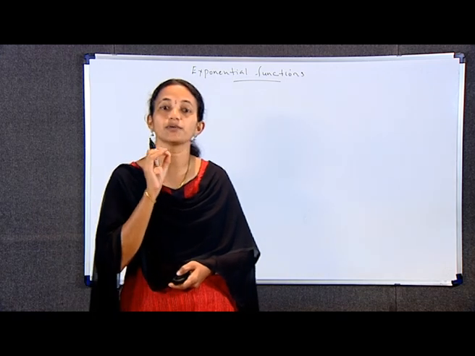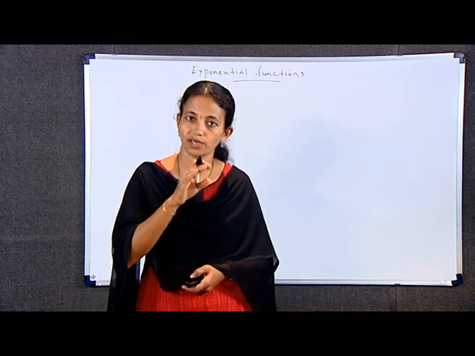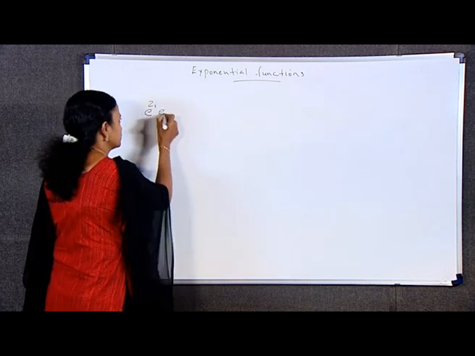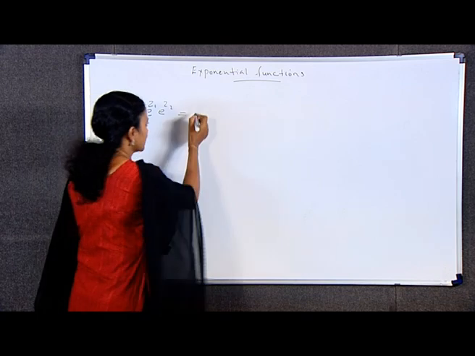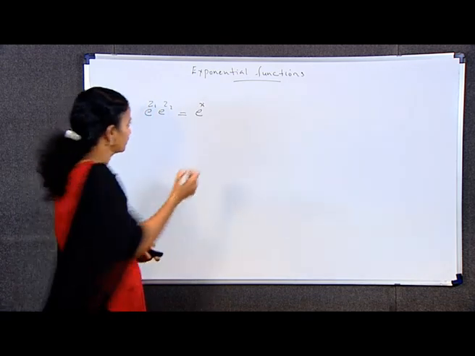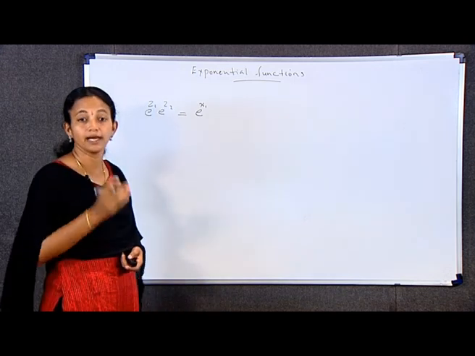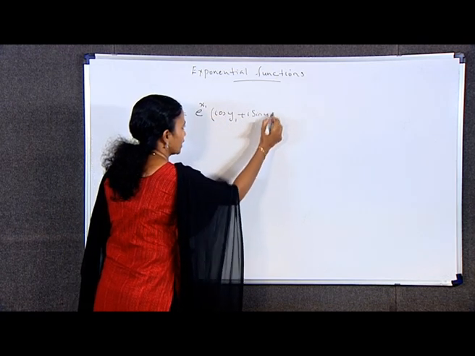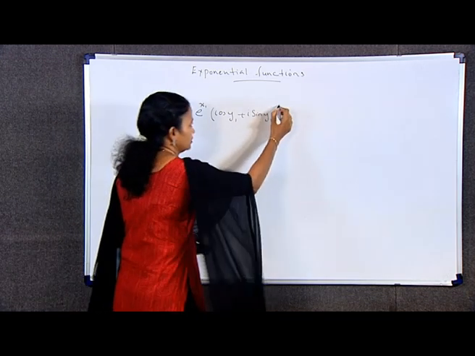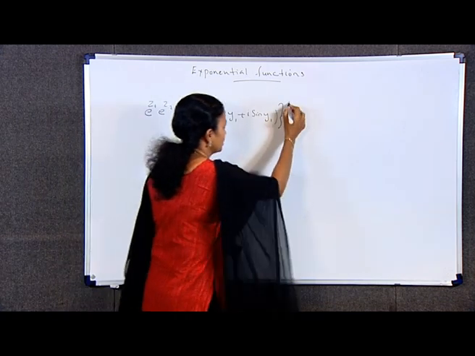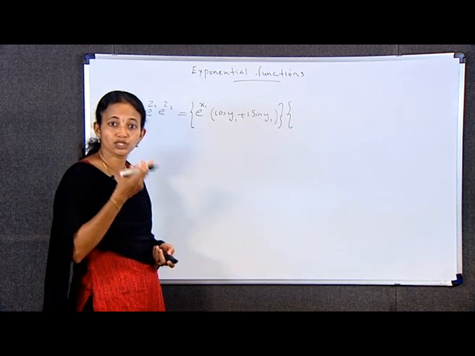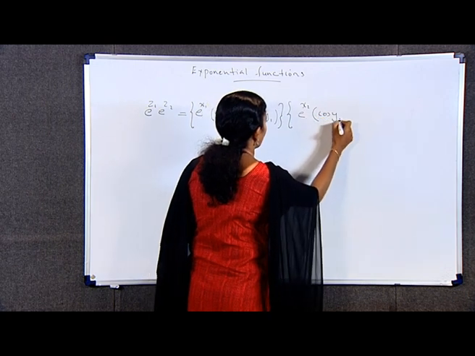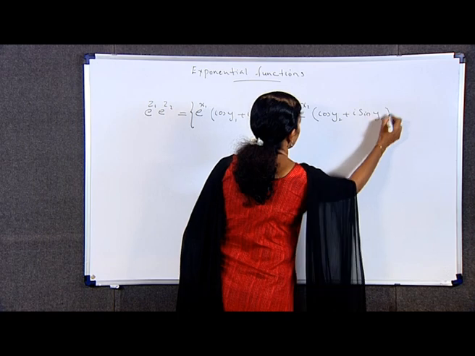That is, e raised to z1 into e raised to z2 we can write as e raised to x1 into cos y1 plus i sin y1, that is e raised to z1, into e raised to z2, that is e raised to x2 into cos y2 plus i sin y2.